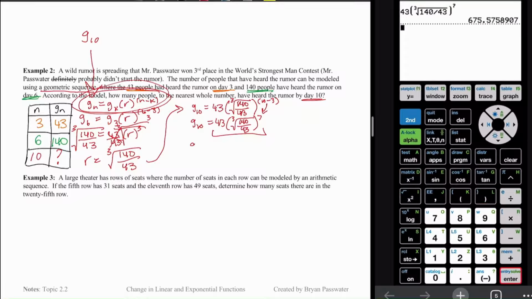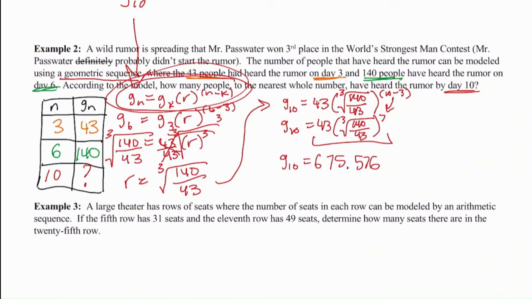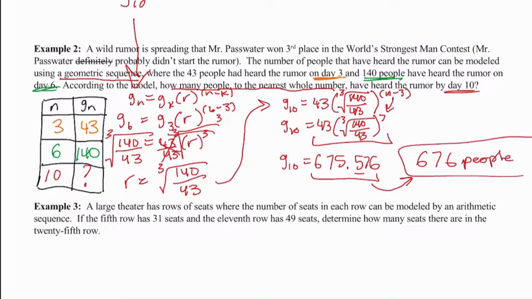We can write that g of 10 is equal to 675.576. And when we look back at the question, quite messy here, I'm going to erase this circle. It says how many people to the nearest whole number. So the nearest whole number for this number is going to be 676 because this is 5, and that rounds up to 6. And so 676 people by day 10.